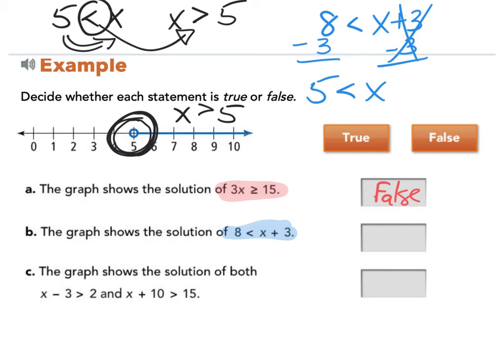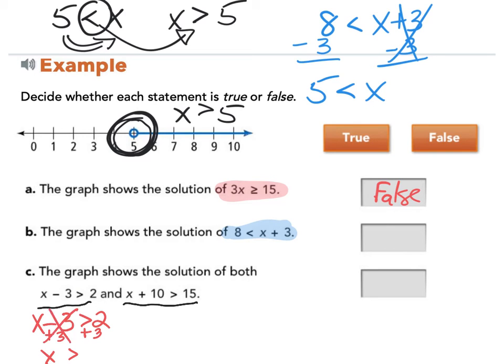Okay, last one. Let's look at this. The graph shows the solution of both x minus 3 is greater than 2 and x plus 10 is greater than 15. Well, let's do one at a time. X minus 3 greater than 2. Okay, left side, I want to get the x all by itself. I need to get rid of the 3. What's the opposite of subtracting 3? Adding 3 to both sides.